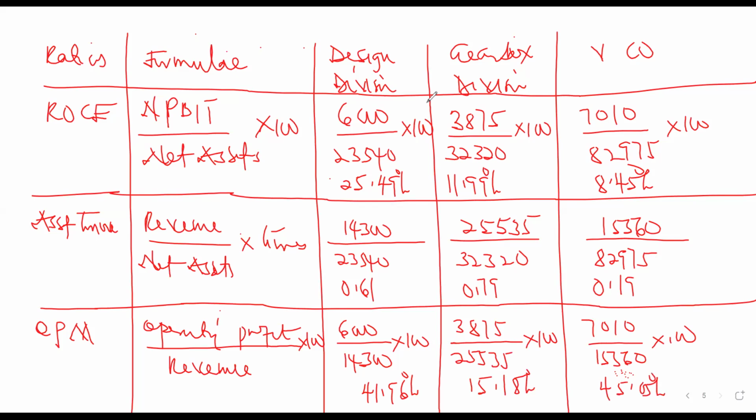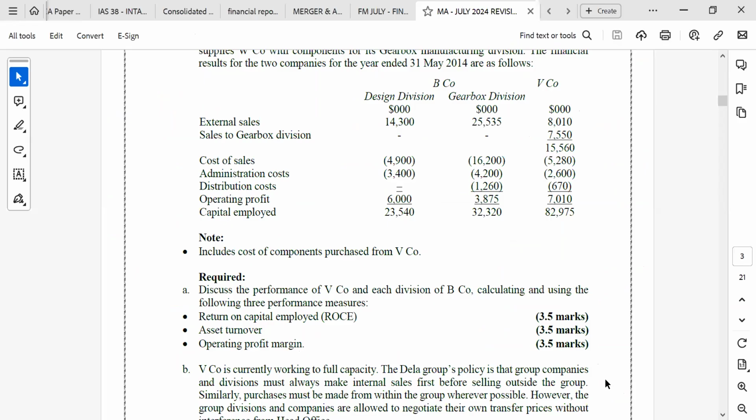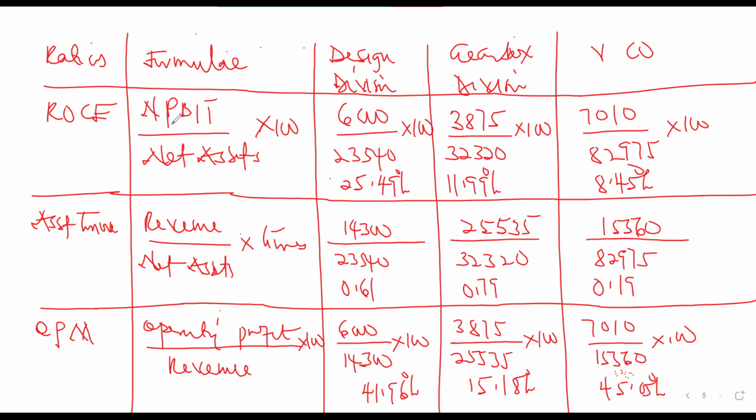45.05. Okay. So what are they asking us now? They're asking us to discuss the performance of vehicle and each division of vehicle, calculating and using the following 3 performance measures. Okay. Please, they are not asking you to do comparison. They are just asking you to talk about the ratios that you have calculated for them.